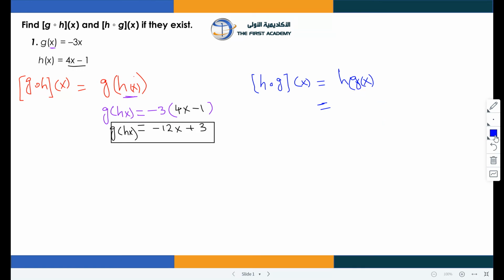h, I replace x in h with g of x. So with h I replace this x with g of x. I will write here g of x. So h g of x is equal to 4x minus 1. So 4 I'll write here, x I'll just leave empty, minus 1. Negative 1 will come without any change.